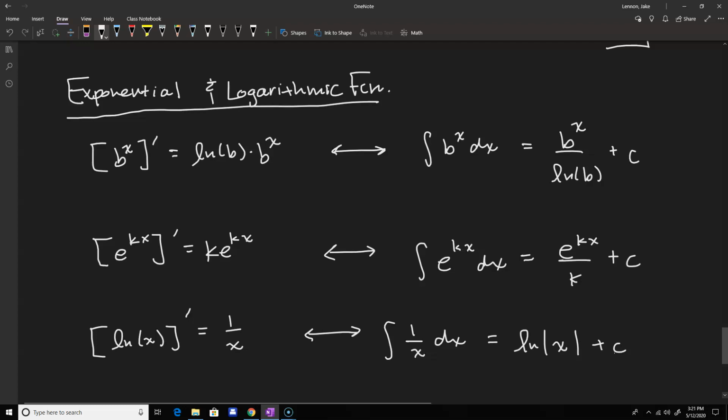Anyhow, I'm not going to do too much with those right now because they don't come up in the homework yet, but these are the 3 pertinent antiderivative formulas that apply to the exponential and logarithmic functions as well. So if you were curious about those, there they are. Anyway, that's it for our basic antiderivatives. So probably you've seen those before, but if not, it's a nice review.